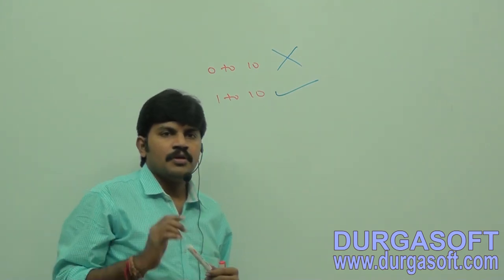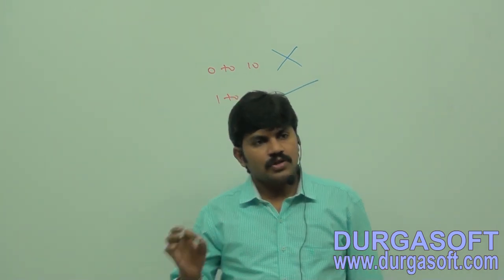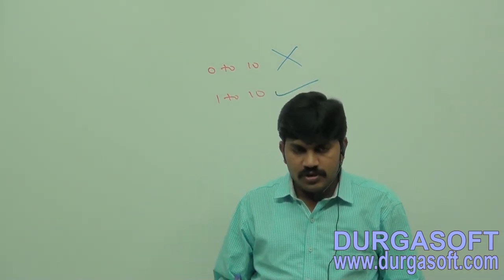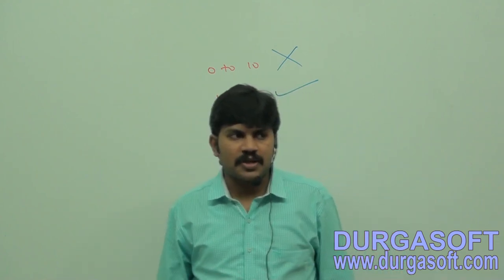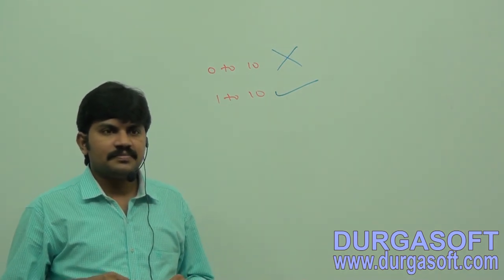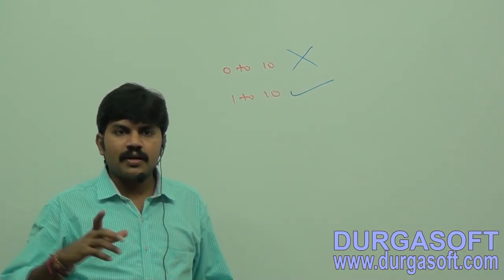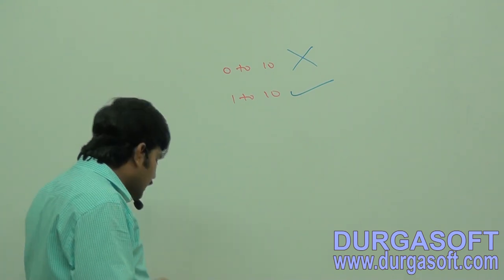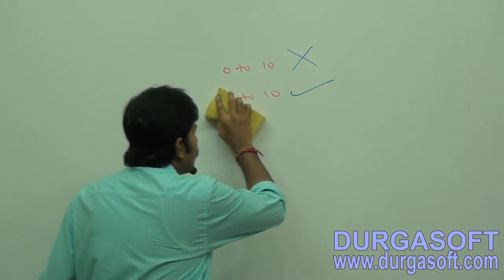Now the next one: among these 1 to 10, which is the min priority and which is the max priority? Priority 1, priority 10. Among 1 to 10, which is the minimum and which is the maximum? Is 10 the min or max? Max. Remember this example well.